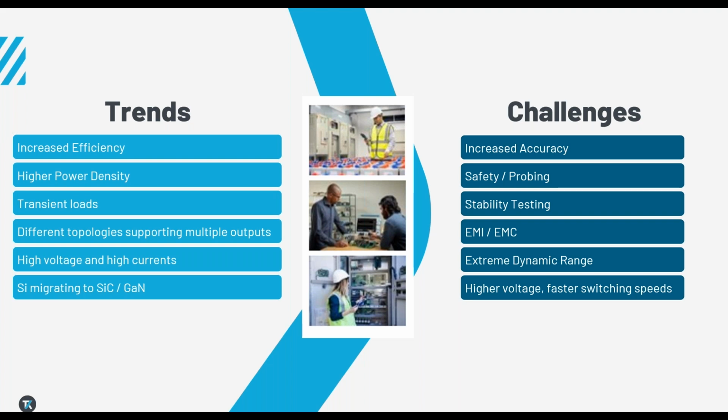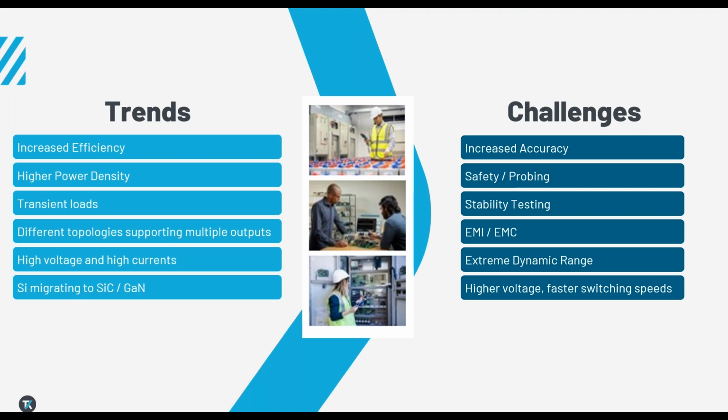So I think it's pretty obvious, based on those trends, that increased efficiency is needed for the motors to keep our power consumption lower. The higher power density, we want to get more in a package, and the transient loads, we have to handle changes in load conditions. The topologies and multiple outputs are quite a challenge. The reason we're looking at silicon carbide and gallium nitride, first of all, is it helps us switch faster, but at higher voltages to get some of that current down, but we're also seeing higher currents.